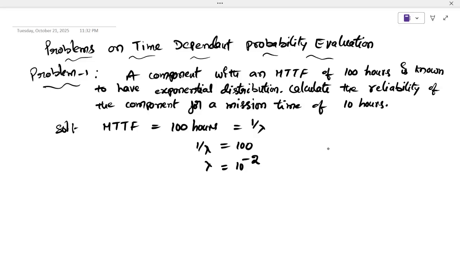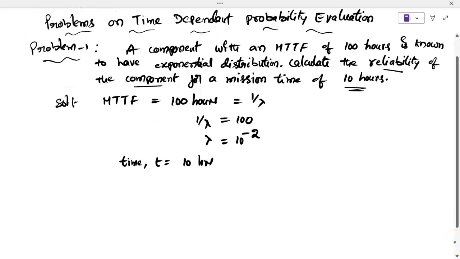And they have given a mission time of 10 hours, so time t is equal to 10 hours. Then what they are asking finally is to calculate the reliability of the component. It is R of t they are asking. So, a very simple problem.